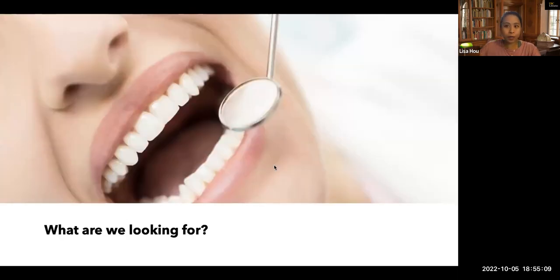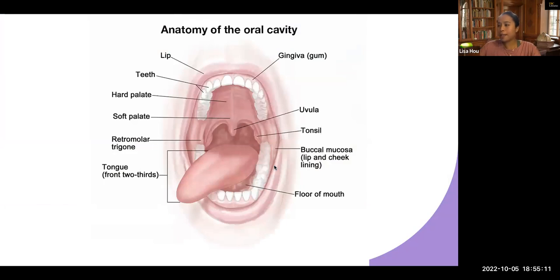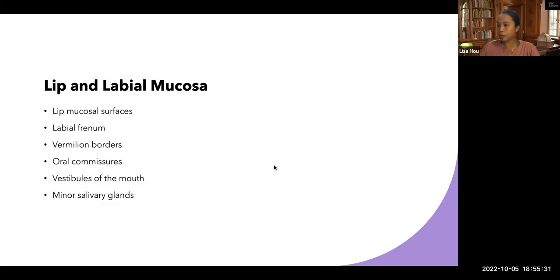So first things first, what exactly are we looking for? This is just a brief overview of the anatomy of our oral cavity. In addition to the teeth and gingiva, we're also looking at the soft tissue. So we're talking about the lips, the labial mucosa, the buccal mucosa, basically the lip and the cheek lining, and the floor of the mouth, as well as the hard and soft palate. For the lip and the labial mucosa, we're looking at the surfaces, the frenum, the vermilion borders, the commissure and the vestibules of the mouth, and the major and minor salivary glands.